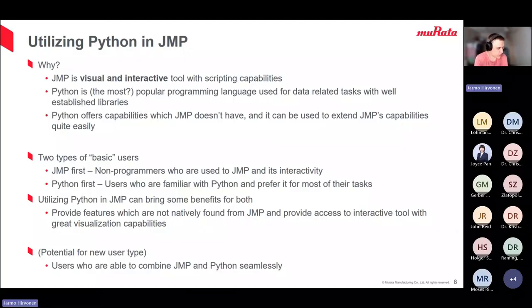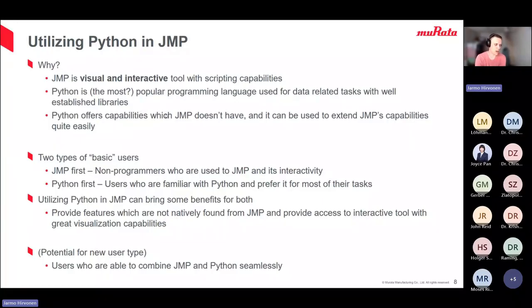I think there are two types of basic users for the Python integration, maybe, or even just for JMP and Python. You have JMP first users who are very familiar with JMP, but they are not programmers, but they like the interactivity tools you have in JMP and different JMP platforms. And then you have Python first users who prefer using Python for basically everything they do, and they don't really use JMP that much, but they could. Both can benefit: JMP first users can benefit from Python, and Python first users can benefit from JMP because of the interactive capabilities you can have.